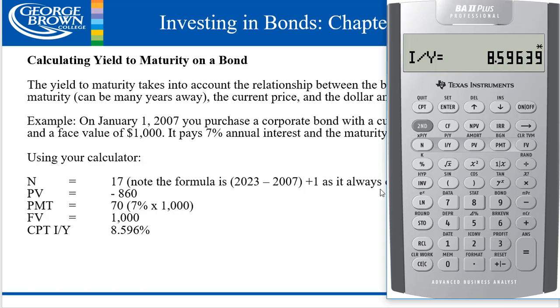So that's how we calculate the yield. Time value of money, we're putting in N for the number of years or number of periods. The present value is the price of the bond. The payment is each coupon payment, and the face value, future value is the face value or par value, and we compute for I/Y, and that gives us our yield to maturity on the bond.